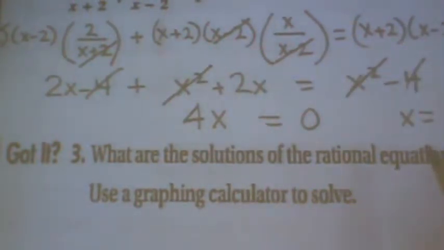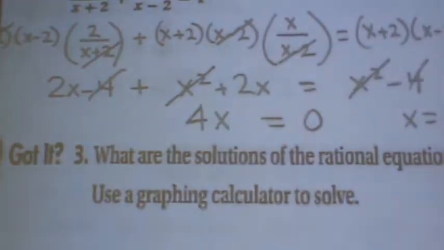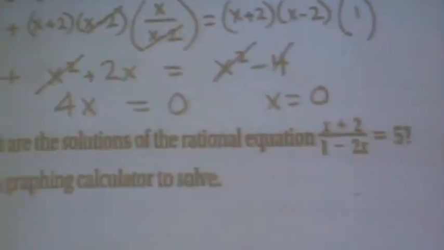Can we check that to make sure it works? Yes, you plug in a 0. If you put a 0 right here, and a 0 right here, what's 0 plus 2? 2. 2 over 2 is 1, and this is going to go to 0, and 1 equals 1. So it worked. Ding, ding, ding. That is the correct answer.